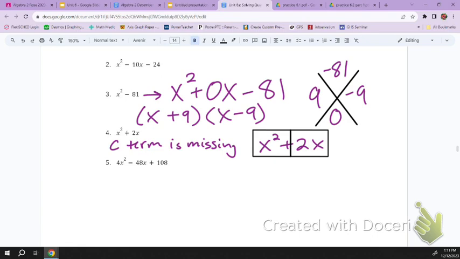The X, you're correct. So if I pulled an X out, X times what must have given me X squared? An X. And X times what must have given me a 2X? 2. So then I can rewrite it as X times X plus 2. So if you've got two terms and the C term is missing, you can reverse this. A lot of you just reverse distributive property, which is totally fine. Questions?